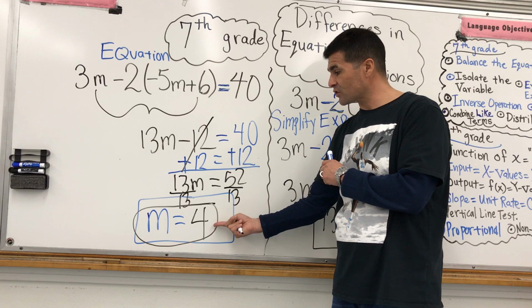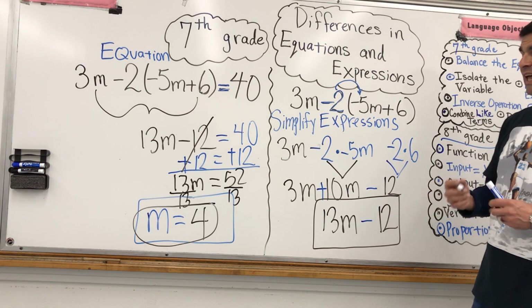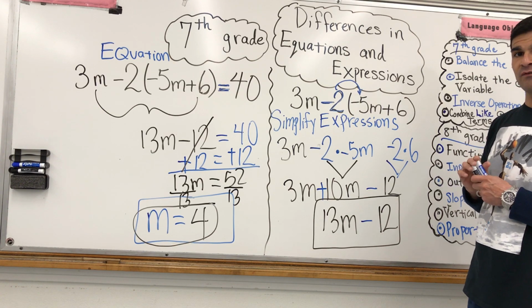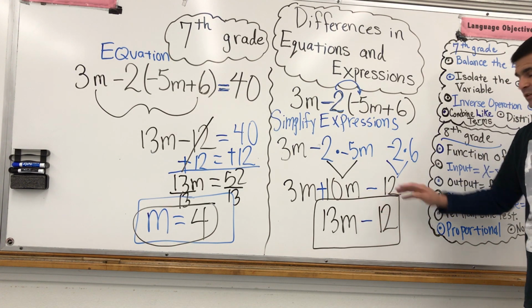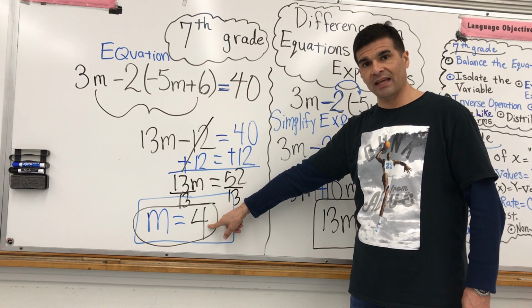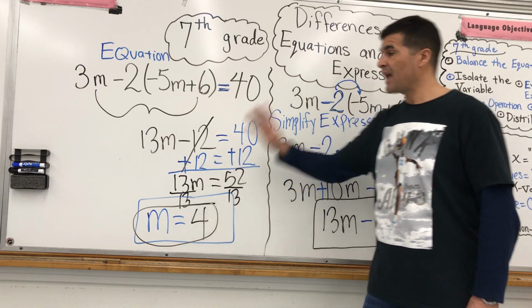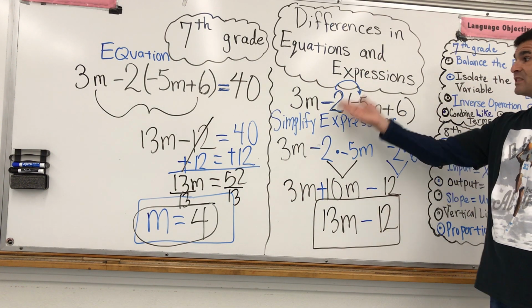This answer doesn't look like this answer. Some of the students in the class have still been a little bit confused because they want to make this answer m equals a number. Now, equations, the answers will look like this in our class for right now. Expressions, our answers will look like this for right now when we simplify them.